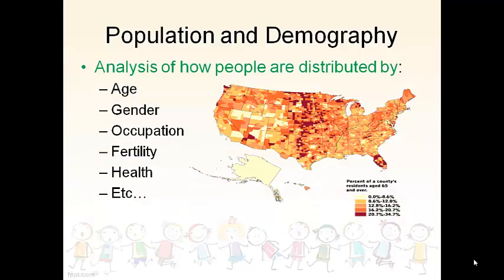All right, so what is demography? Well, it's the analysis of how people are distributed by age, gender, occupation, fertility, health, you name it. They probably have a map for it. So we're going to focus on a lot of different maps. As you can see here, this map is people over the age of 65 and where they are concentrated. You can view that if you'd like. There are so many other maps. We will talk about them more in class.